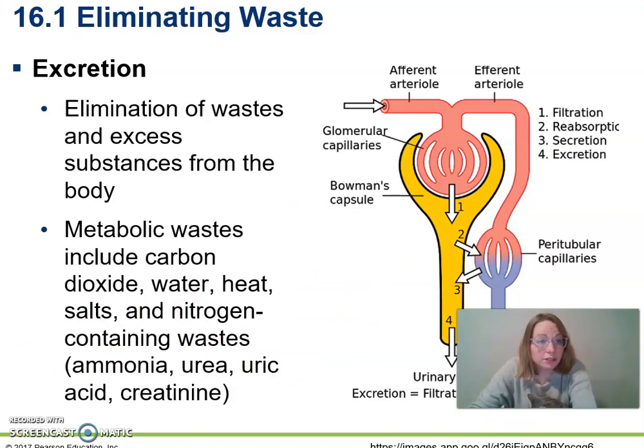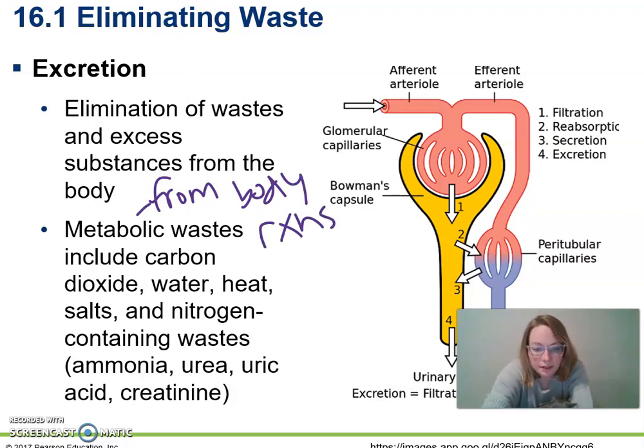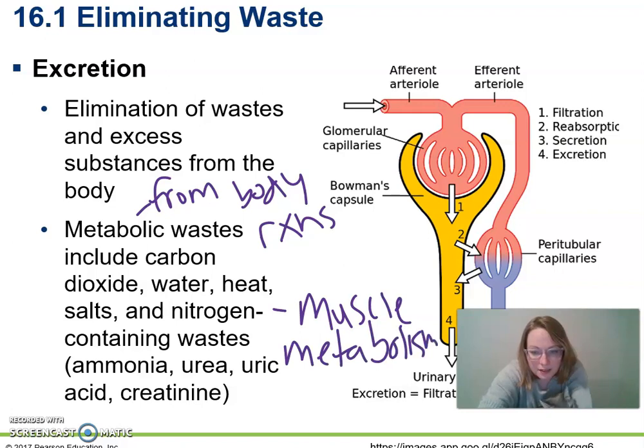So let's draw. Metabolic wastes from the body's chemical reactions. A lot of nitrogenous wastes are from muscle metabolism. Fun fact, different species eliminate their nitrogenous wastes in different ways. So we'll do more solid wastes, like birds with the white urine, and reptiles as well. But we lose a lot of water when we urinate, which is not quite as efficient.